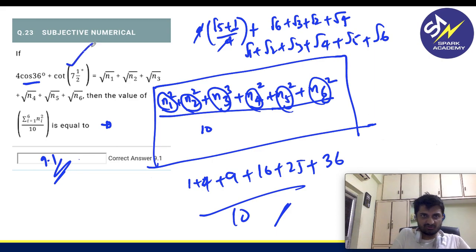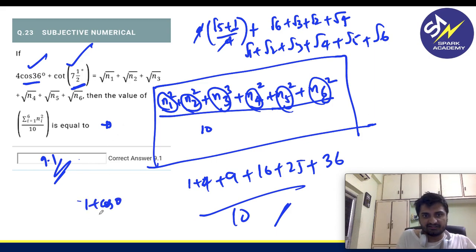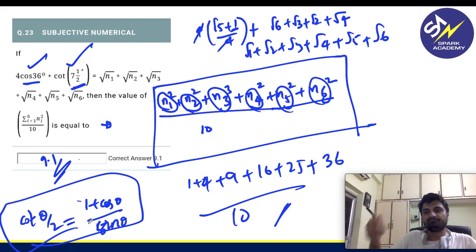So basically you need to know the 7.5 answer, you need to know the 36 answer. What if you don't know 7.5? 15 you know, right? How do you write 15? So 1 plus cos theta by sin theta. This you can write as cot theta by 2.